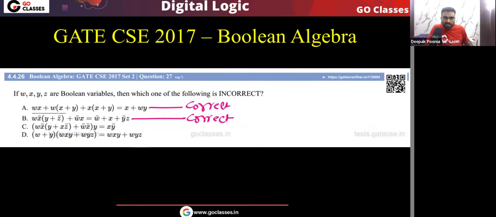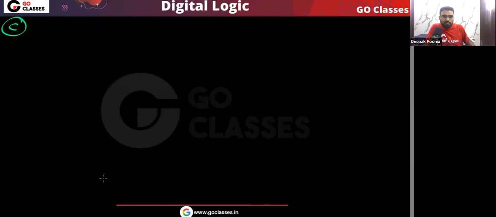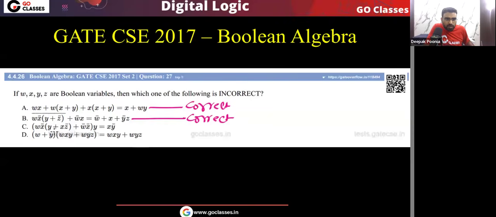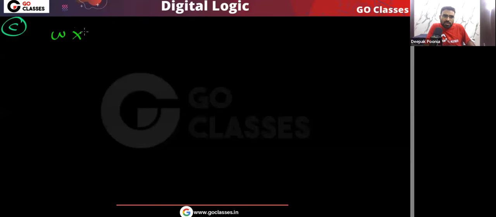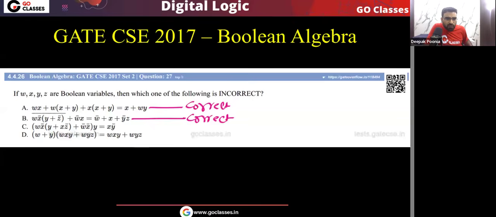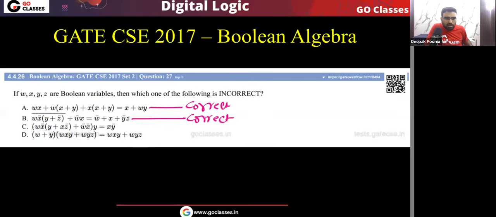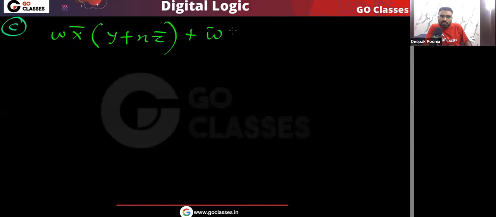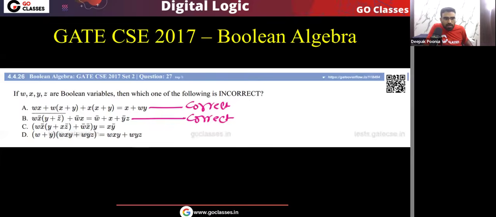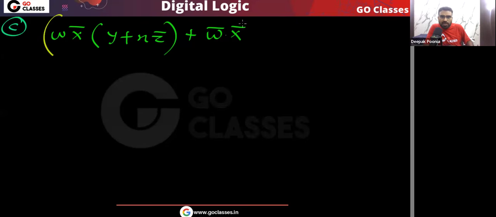Now let's see option C. Option C is basically W x bar, inside what you have? Y or X Z bar, or Y W bar X bar, and this whole thing multiplied by Y. And the RHS is X bar Y. So let's see whether this equation is correct or not.